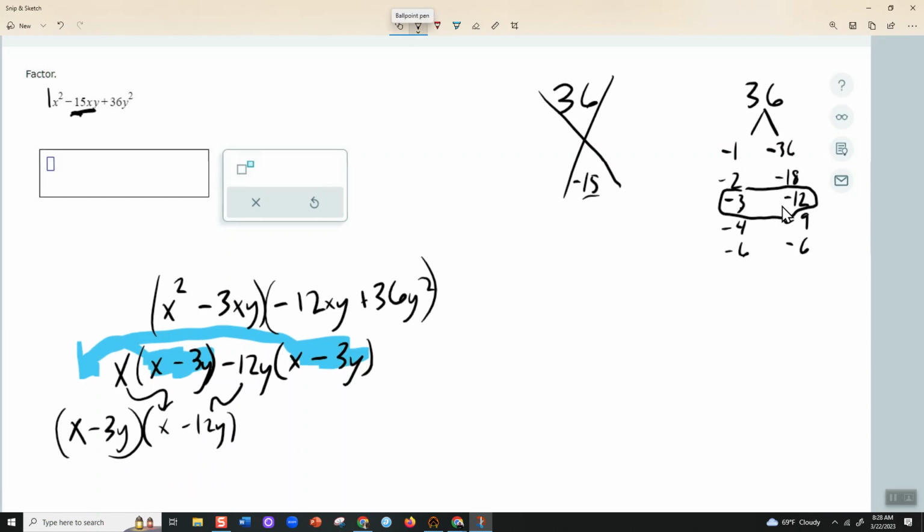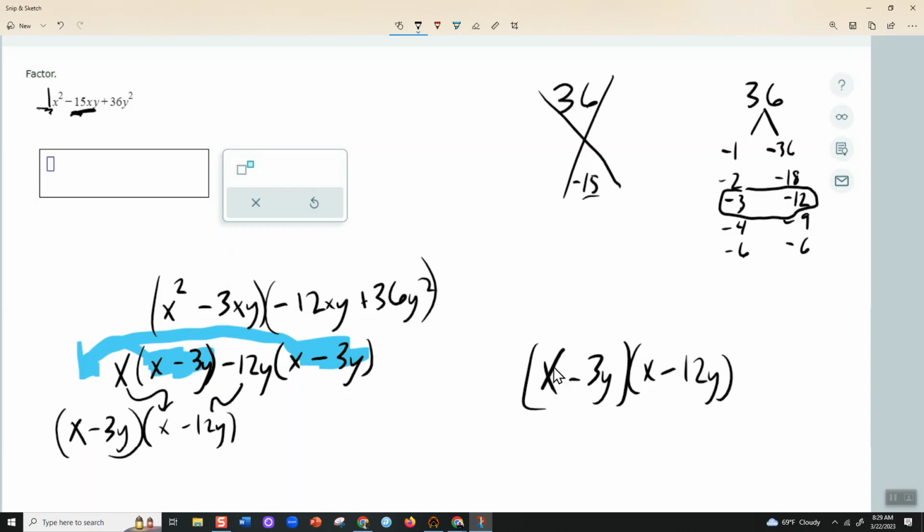You'll notice if I were just to put these in right away, I wouldn't have had to do all this work, and that only works if your leading coefficient is 1. In a lot of these initial examples, it is 1. So if you find those numbers, you can pretty much say, oh, okay, well, I know that negative 3 and negative 12 are my two numbers that both multiply to 36 and add up to negative 15. I can just put them in the binomials, and because I'm ending in a y squared, they need to be with a y. X minus 3y, x minus 12y. That would be a bit of a shortcut.